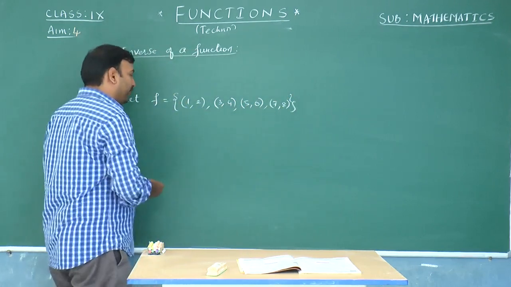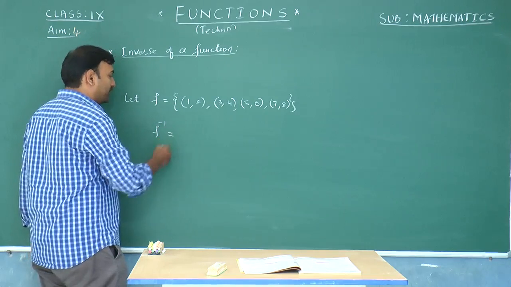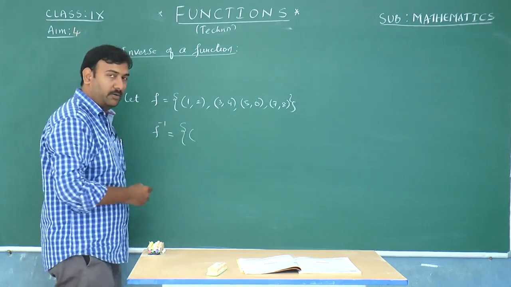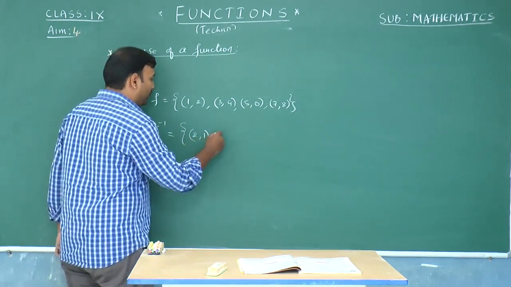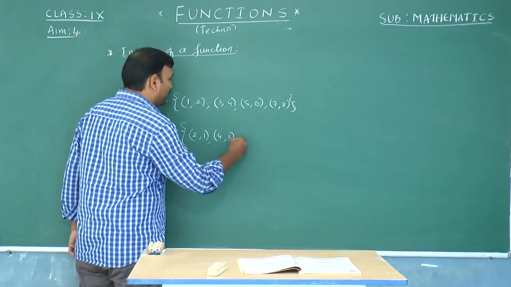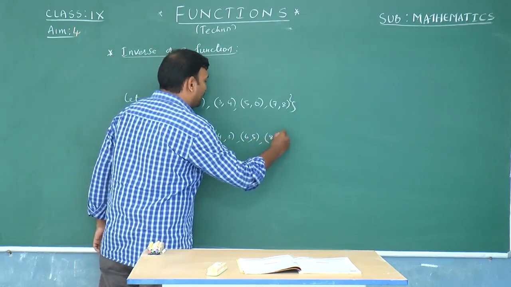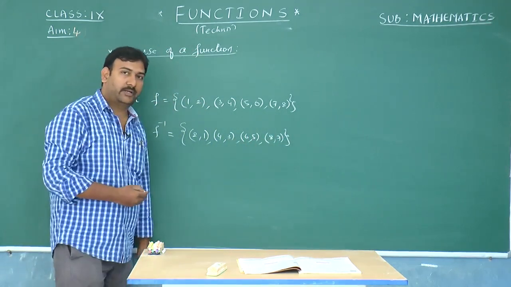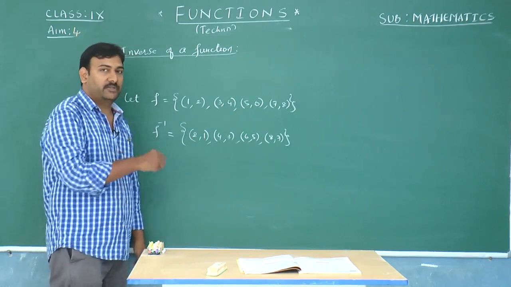The inverse of the function is denoted by f inverse, and is obtained by interchanging the first and second coordinates of these ordered pairs. That is (2,1), (4,3), (6,5) and (8,7). So by interchanging the x and y coordinates of the function f, we get the inverse of the function f.